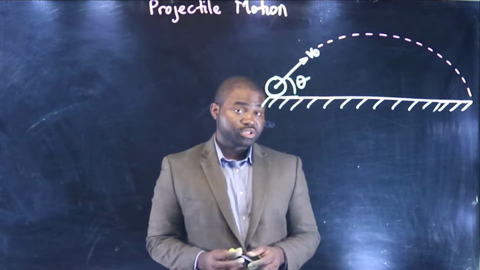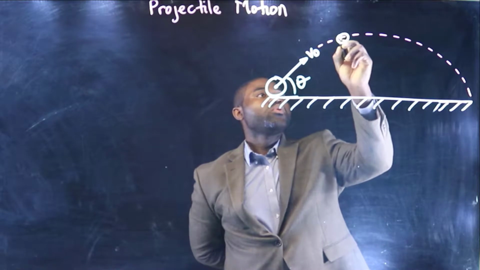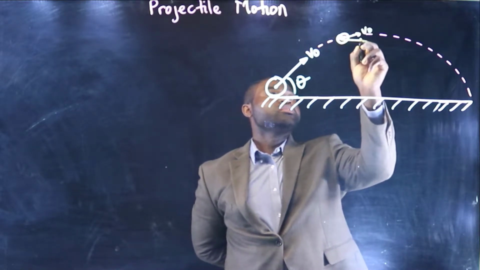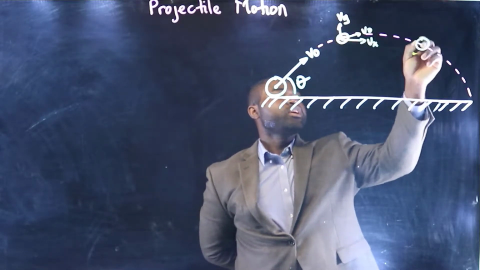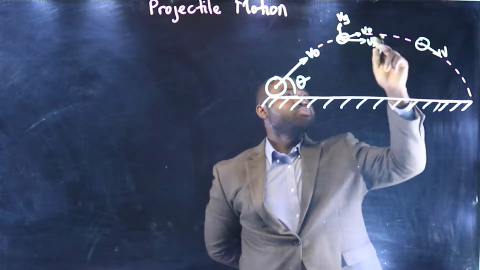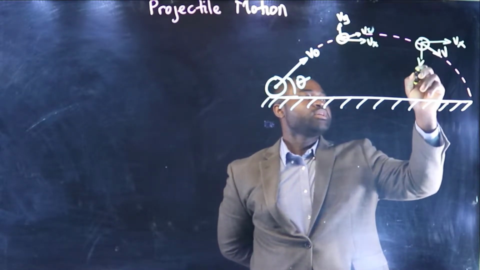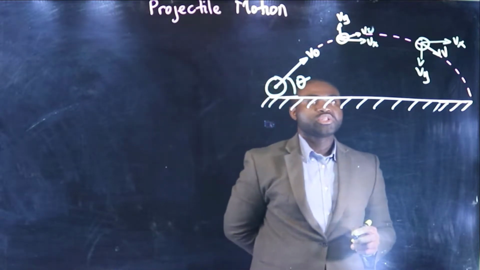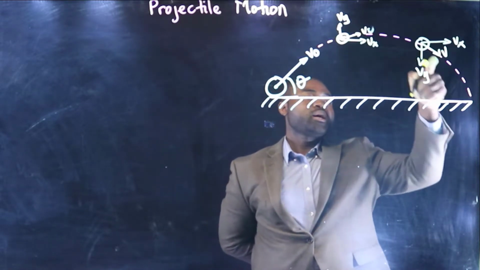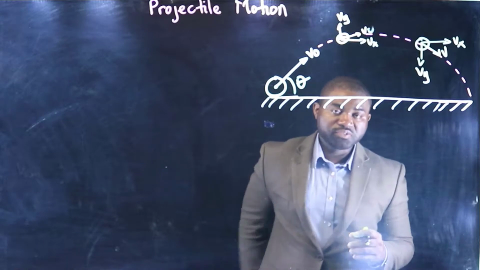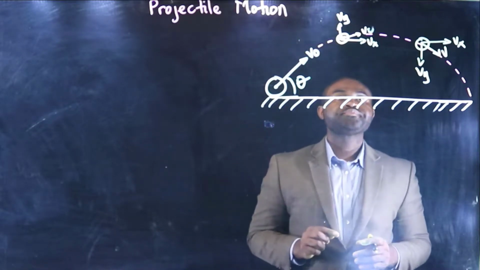Now, this is a two-dimensional motion. Why do I say that? Because at every point, this is V naught, we can resolve this. This is Vx, and this is Vy. If we take it here, this is V, which can be resolved to Vx and Vy. So you see that the velocity of the ball or projectile at any point along the path can be divided or resolved into two components. You have the x component and you have the y component.